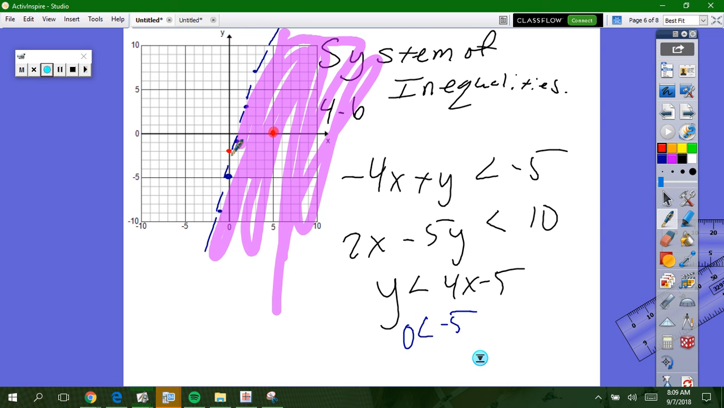Dotted or solid line? Dotted again. Okay. Now let's go ahead and shade him. What's a good point to pick for him as well? Did it go through 0, 0? It did not. So let's pick 0, 0. 2 times 0 is 0. 5 times 0 is 0. Is 0 less than 10? That is a true statement. So which way do I shade? The side of the point, right? So that would be up here.